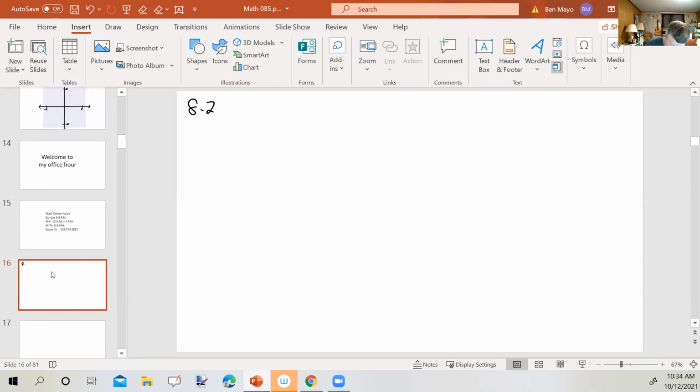section 8.2, part 2. We talked yesterday about domain and range, and we said that domain was the input or the independent variable or the first coordinate or the x values, and the range was the y values or the output or the dependent variables or the second coordinate values. Anyway, we've got some problems where it says, find the domain of each function.